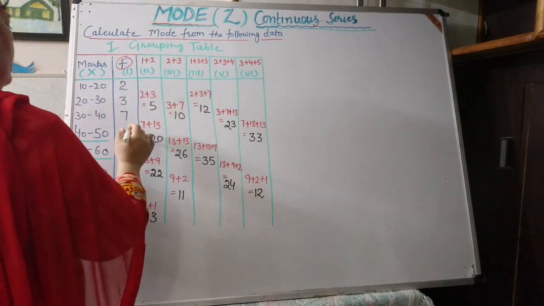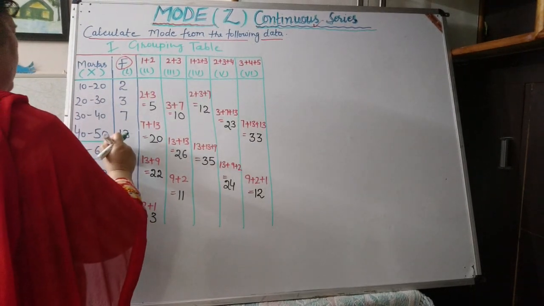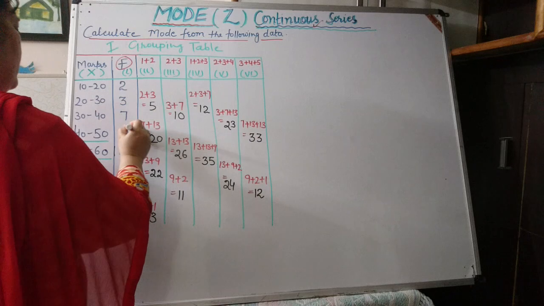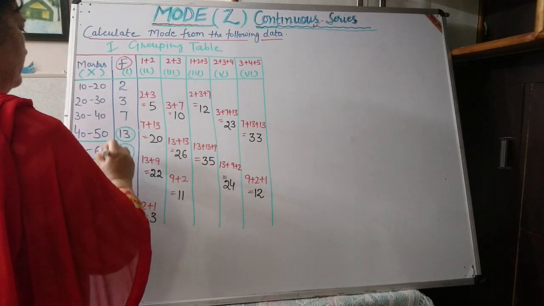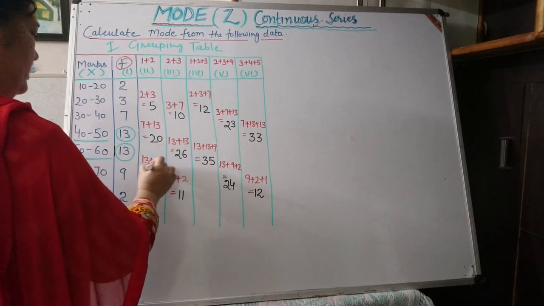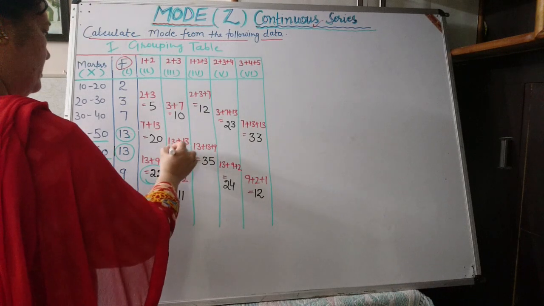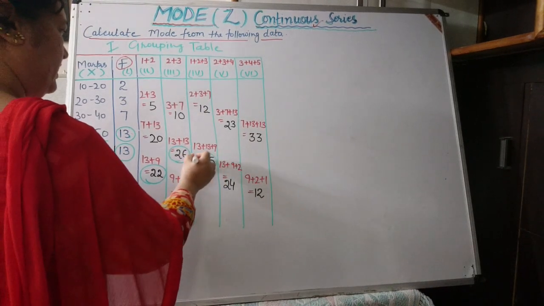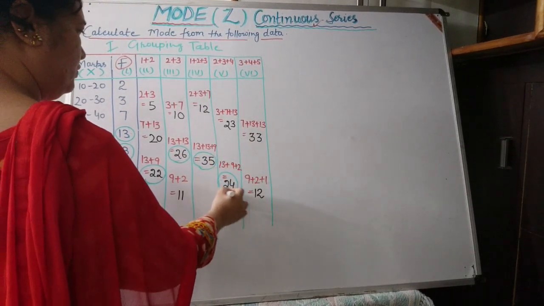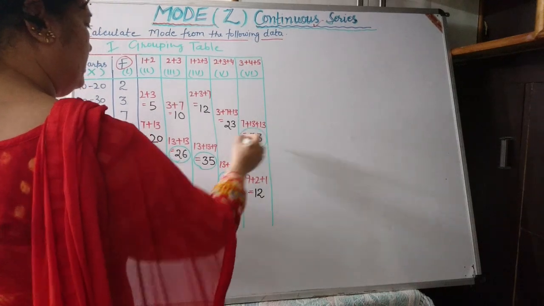In the first column, which is related to the frequency, 13 is the highest value. Then here 22 is the highest value, 26 is the highest value, 35, then 24, and the last one is 33.